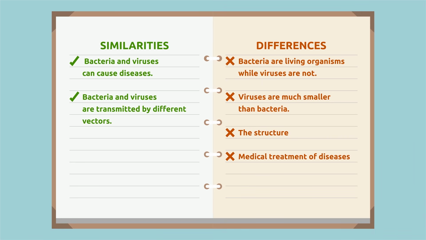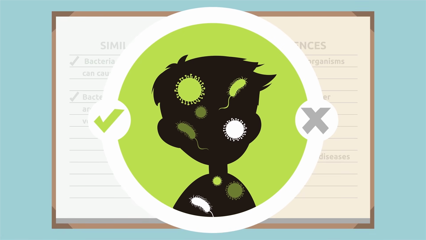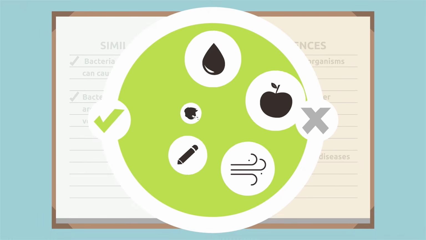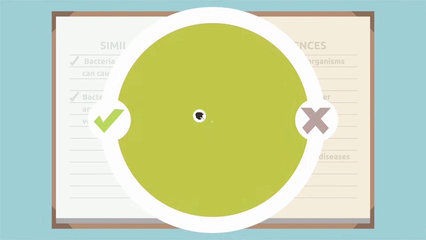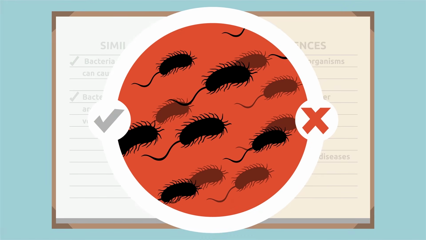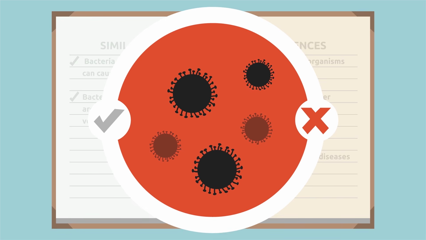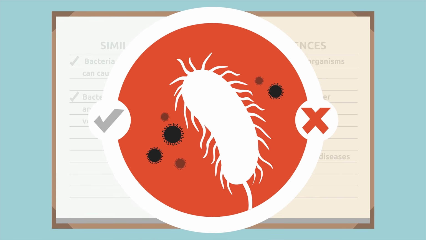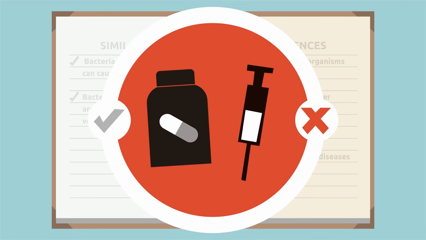As you can see, there are many differences and some similarities between both microscopic organisms. One similarity is that both bacteria and viruses can cause diseases. Also, both are transmitted by different vectors. On the other hand, their differences lie in the fact that bacteria are living organisms, while viruses aren't. Viruses are much smaller than bacteria. They have different structures. The diseases they cause are cured following different medical treatments.